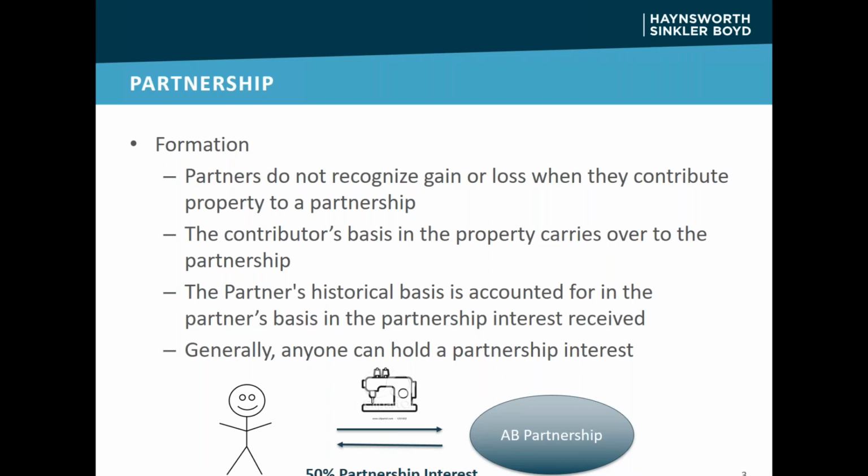So in this example, our partner is contributing a sewing machine to the partnership, and then the partnership is transferring back to the partner a 50% interest in that partnership. So our individual, we're going to assume he paid $500 for the sewing machine. He is going to hold the 50% partnership interest with a basis of that $500, and the partnership is going to hold that sewing machine with a basis of $500 as well.